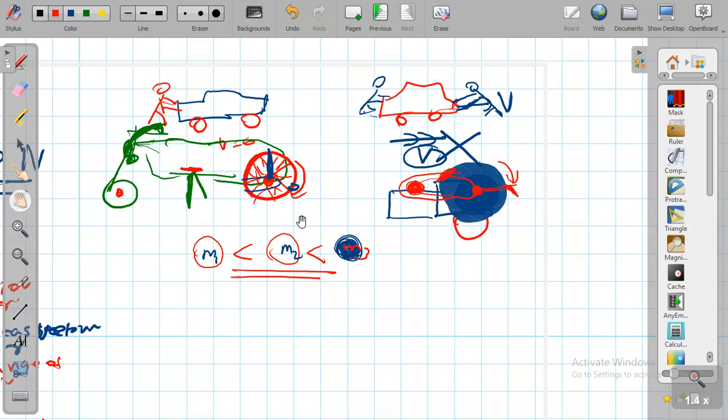The cricket ball causes more damage and pain than the tennis ball, because of high mass and high inertia.